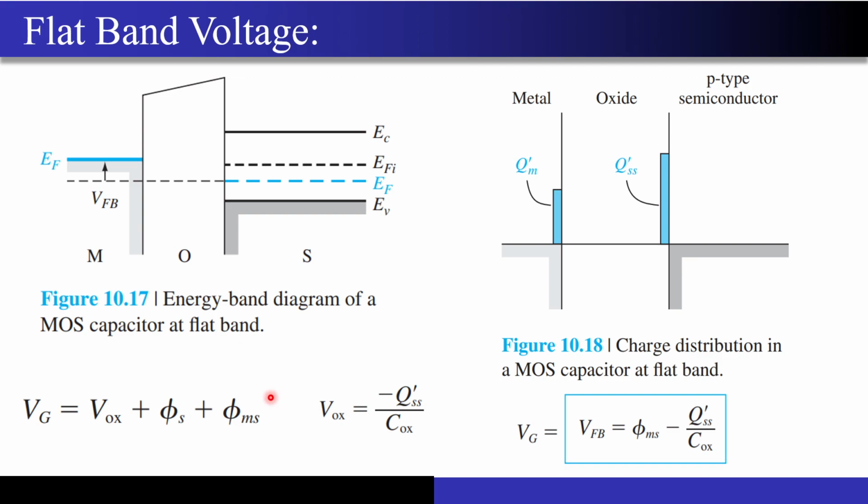Now when phi ms was 0, this equation was holding true, but the moment we have a work function difference between the metal and the semiconductor, we have to also take this into account, right? So your total Vg becomes the sum of V oxide, phi s as well as phi ms, right?